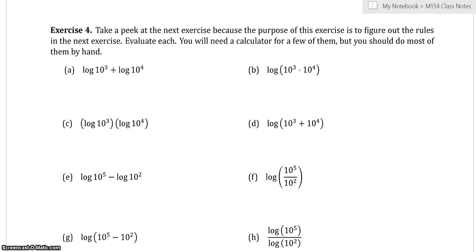Try these. Pause. Come back when you are finished.